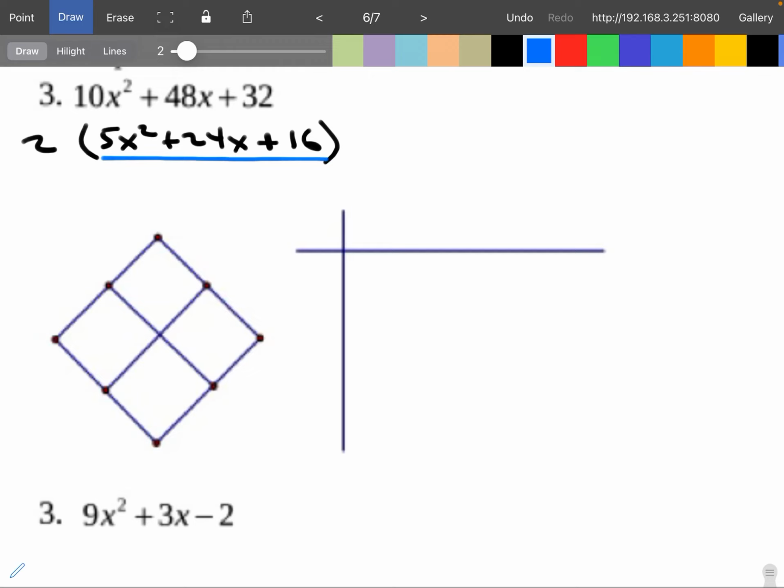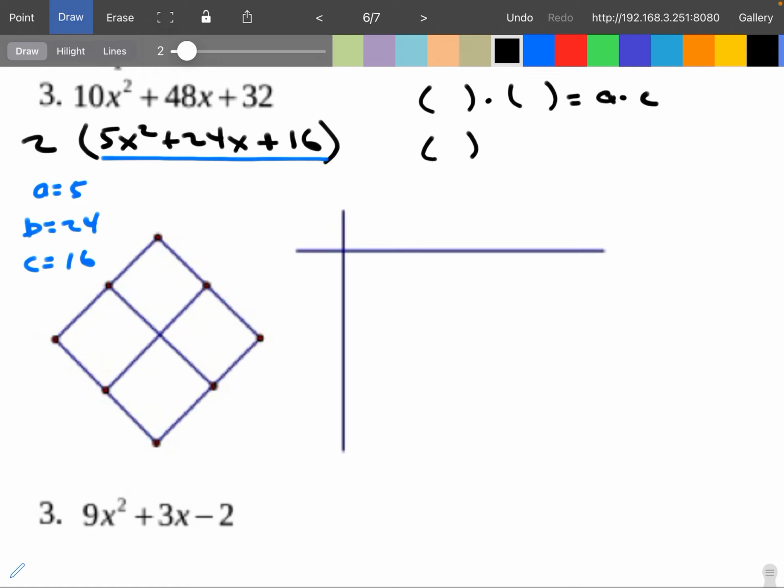Now, you're going to have to break this part down using what I underlined there inside the parentheses. You're going to have to break that down using the 2 numbers that multiply to a times c and add up to b. So for what I have inside the parentheses now, a is 5, b is 24, c is 16.